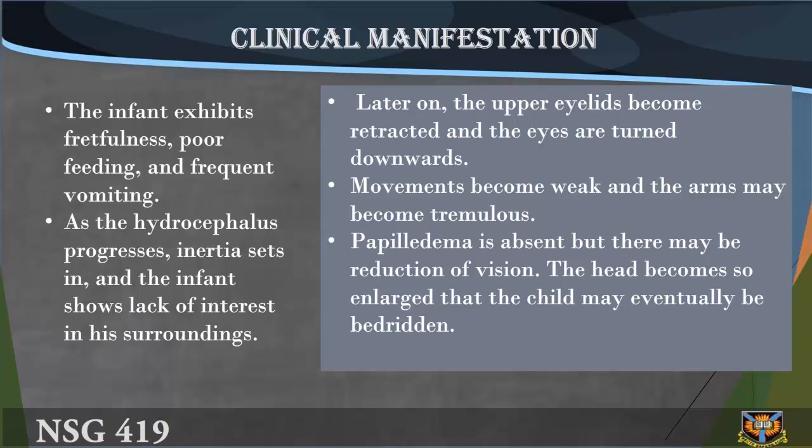Later on, the upper eyelid becomes retracted and the eyes are turned downwards due to hydrocephalic pressure on the mesencephalic tegmentum and paralysis of upward gaze. Movements become weak and the arms may become tremulous. Papilledema is absent, but there may be reduction of vision. The head becomes so enlarged that the child may eventually be bedridden.